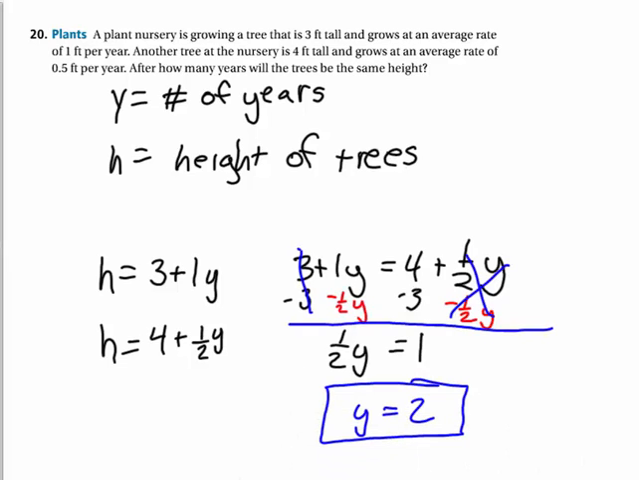So you can see right here that the answer is y equals 2. Again, both h's were solved. I just set them equal to each other, worked it out, and found out that after 2 years they're going to be equal to each other. That is the solution here. Remember, it doesn't say what is the height. It just says after how many years will the trees be at the same height. Okay? So 2 years is your solution.